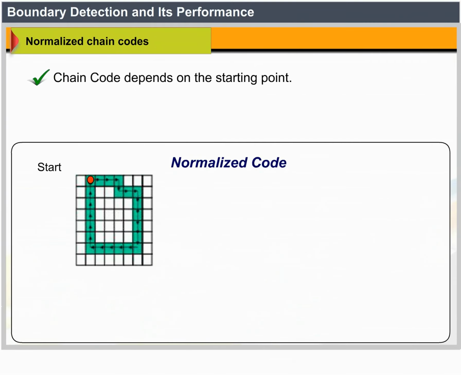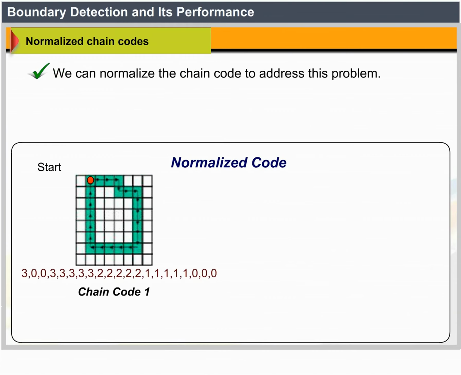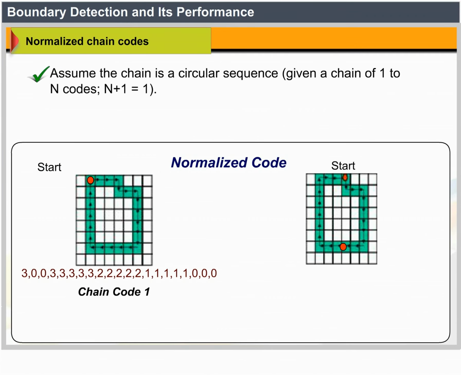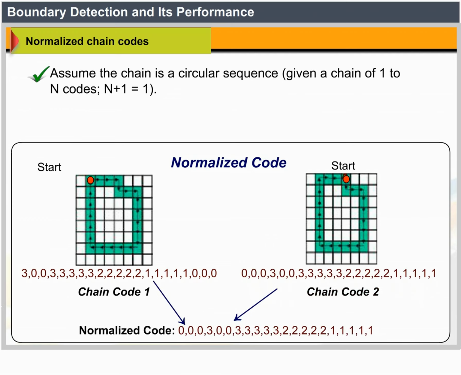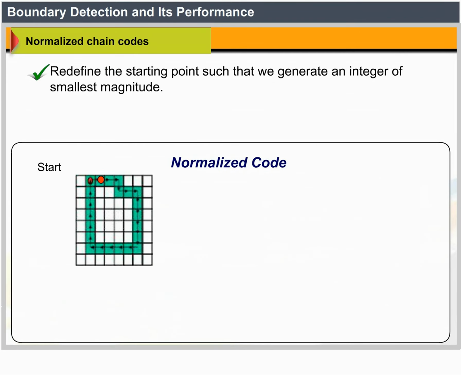Normalize chain codes. Chain code depends on the starting point. We can normalize the chain code to address this problem. Assume the chain is a circular sequence. Given a chain of 1 to n codes, n plus 1 equals 1. Redefine the starting point such that we can generate an integer of smallest magnitude.